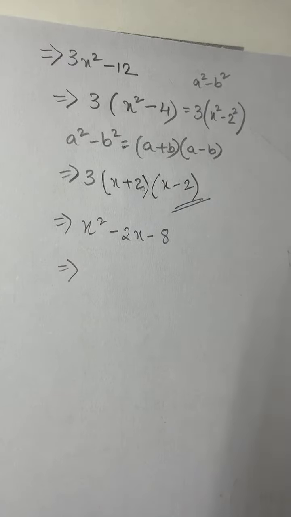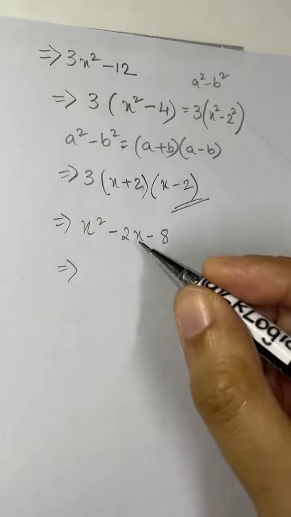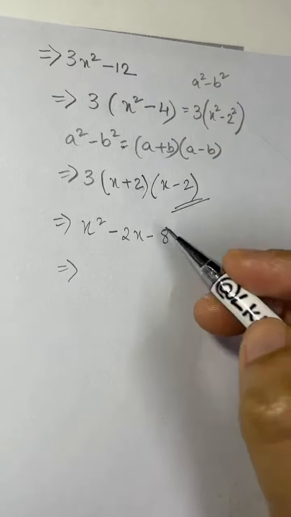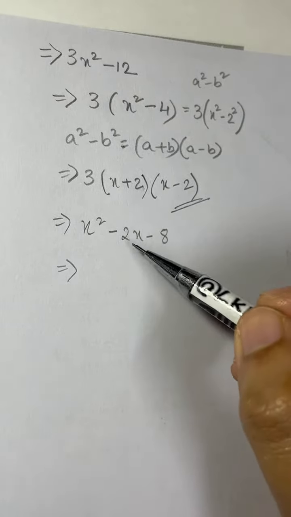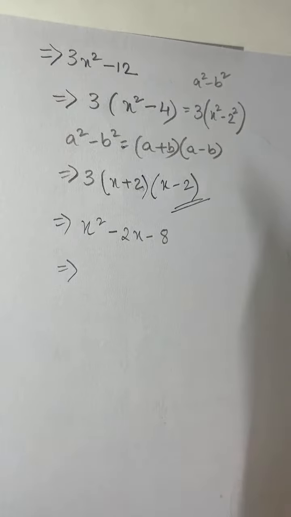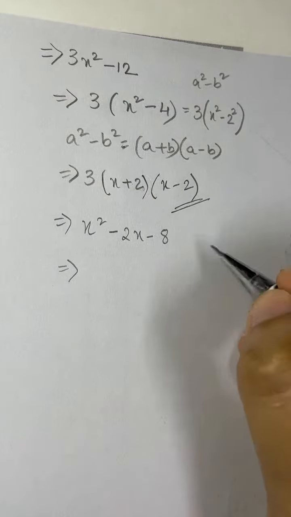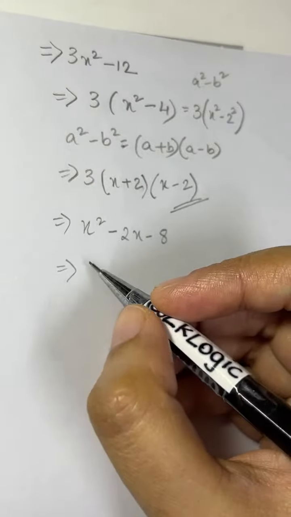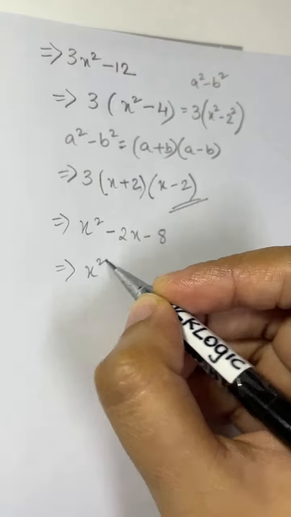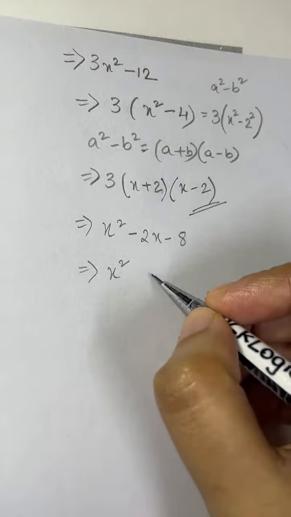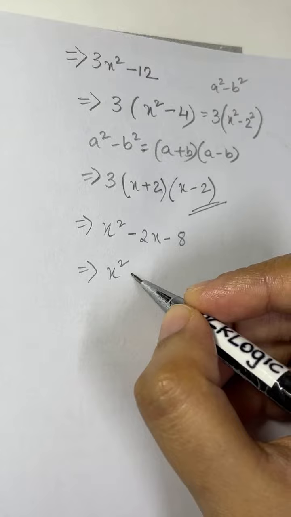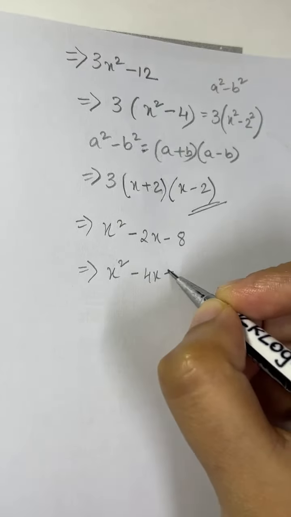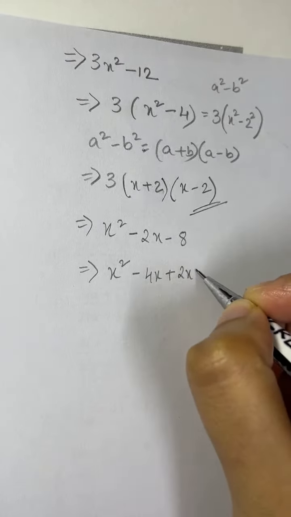So here, what are we going to do in this? Whenever you're factorizing, now let's factorize using product sum rule. That means your product should be negative 8x squared, and your sum should be negative 2x. So what are the factors of 8 that you can have in this? We can have x squared minus 4x. I can have 4 and 2. 4 and 2 gives me 8. So negative 4x plus 2x minus 8.